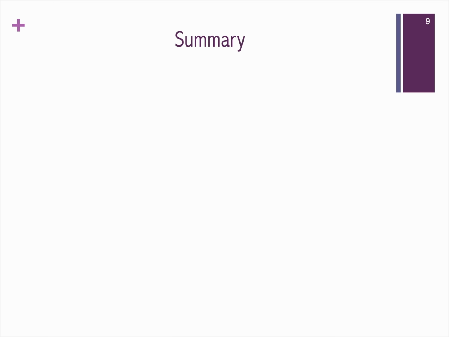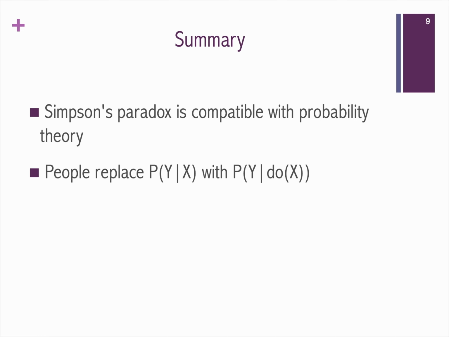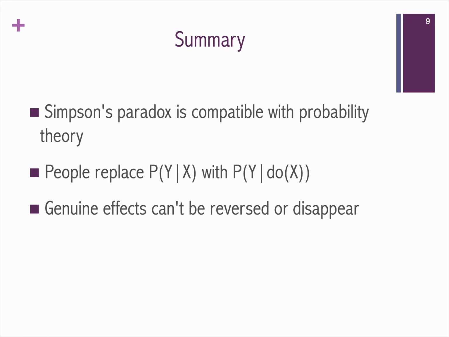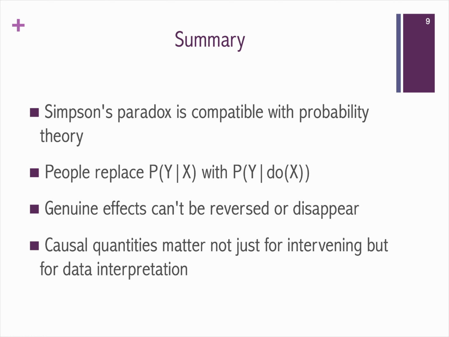That concludes today's episode. To summarize, nothing in probability theory rules out Simpson's paradox. The fact that people are so puzzled by it suggests that they're unconsciously interpreting the claim that X raises the probability of Y with the claim that X causes Y. When we deal with genuine causal effects, you can't get Simpson's reversals. A cause in the population has to be the average of those in subpopulations. This matters not just when one wants to intervene, but even when interpreting data, as in the case of racial discrimination.